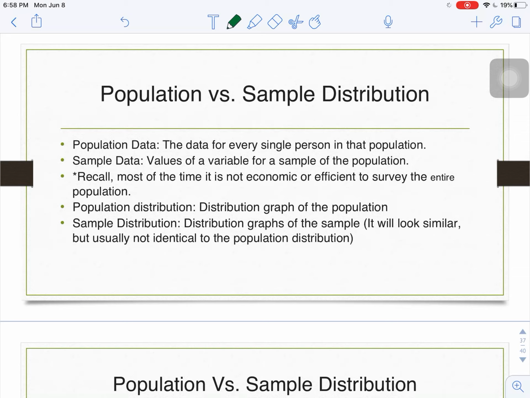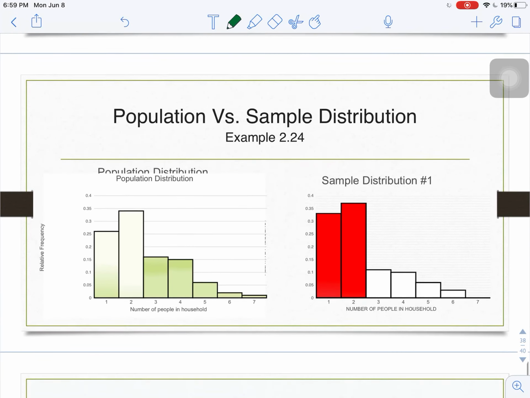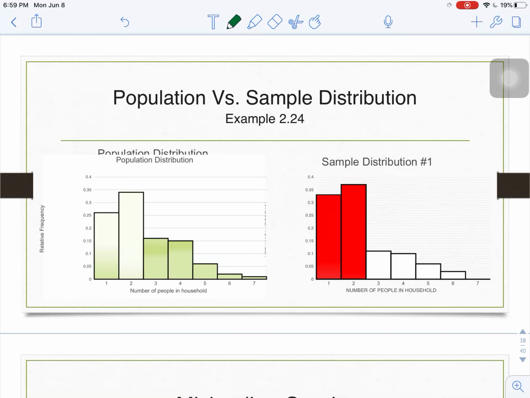Here's some information on population versus sample distribution. For the population, the data is for every single person in that population. Sample data is going to be the values of a variable for a sample of the population. Recall that it is not economic or efficient to survey everyone. The population distribution represents the population, and the sample distribution is the graph that's going to represent our population. Note that it's going to look similar, but it's not always going to be exact to the population distribution.